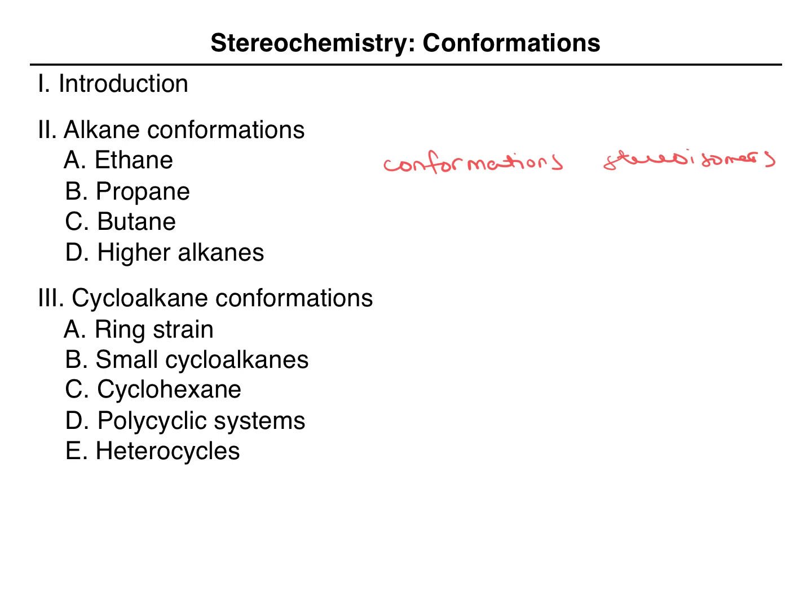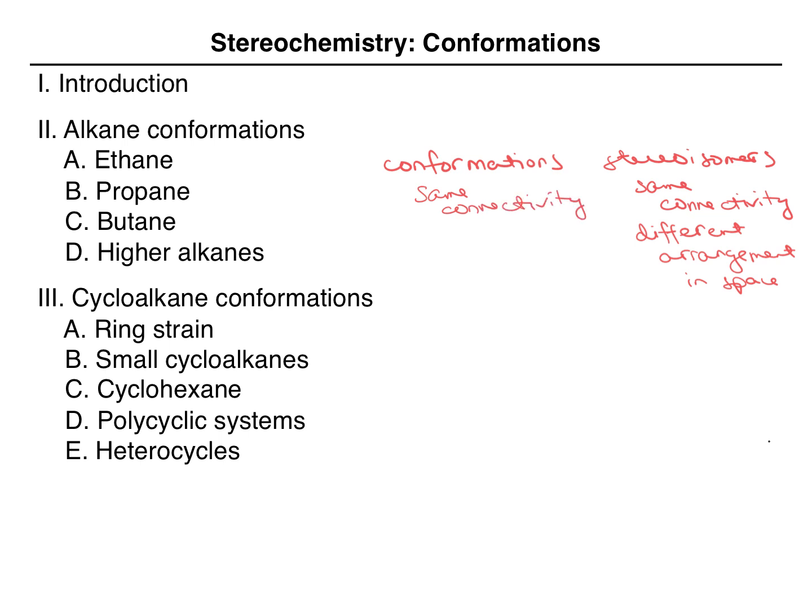So with isomers, we are talking about the same molecular formula but different compounds. We have constitutional isomers that have different connectivity, or stereoisomers, where we have the same connectivity but a different arrangement in space. With conformations, we're talking about the same molecule, so of course it has the same connectivity and a different arrangement in space.